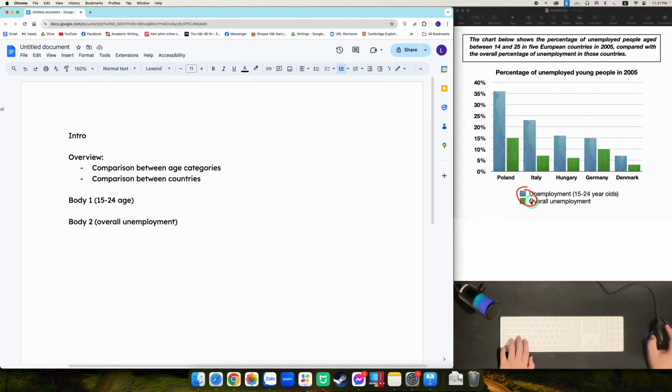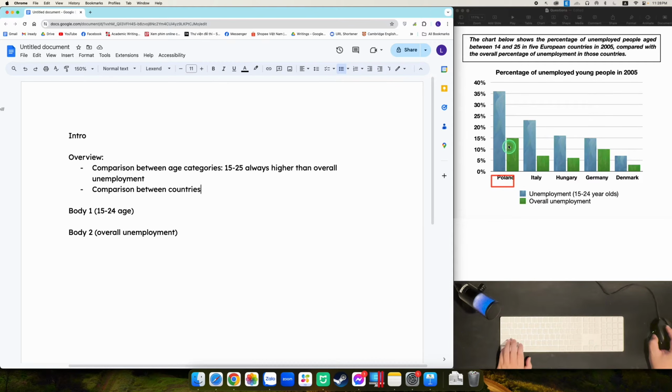For the age group, I noticed that the unemployment rate of the younger people was always higher than the total rate in all of the countries here. And for the countries, I see that Poland had the highest percentage in both age groups. And also, Denmark had the lowest in both groups.